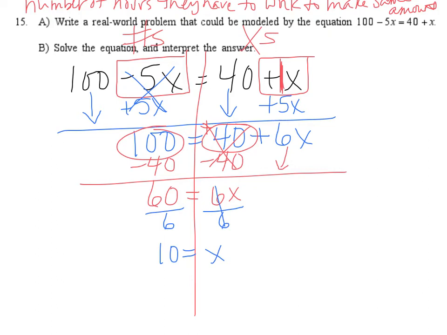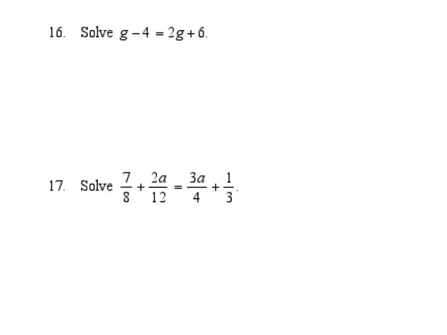And I absolutely could put that back in and check it. Here is another just solving equations. So I'm going to draw my line down, box in my variables, which in this case is g. 2g's bigger, so I'm going to bring my g's over here, my numbers over here.